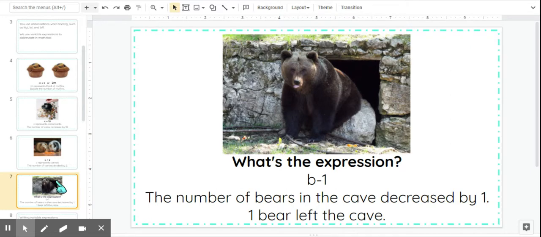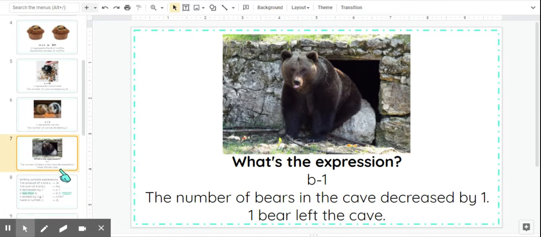Here we have a bear exiting a cave. There's probably some more bears inside. We don't know how many. So we're going to use the letter B to represent the number of bears in the cave. But we can see that one is leaving. So B minus 1 means there's some number of bears in the cave and one is leaving.